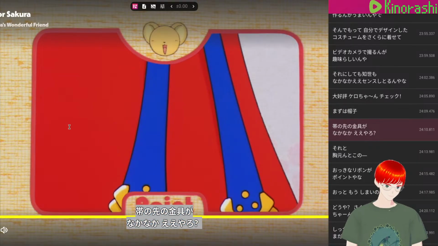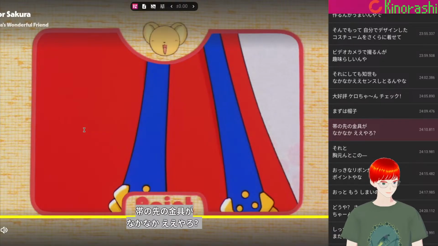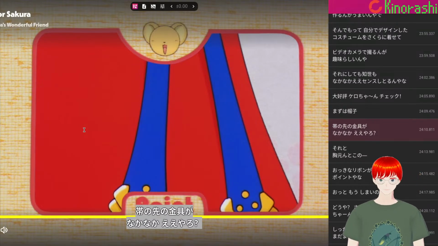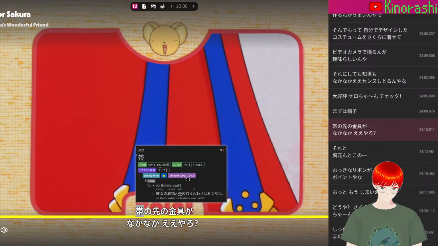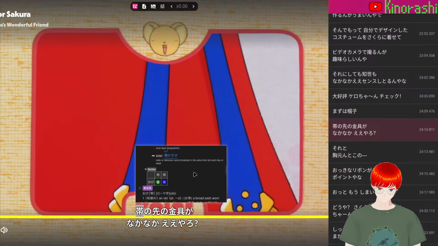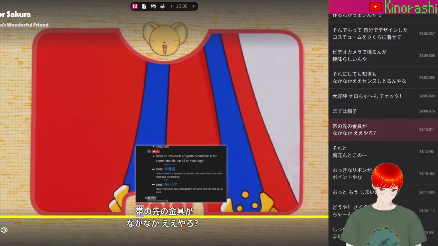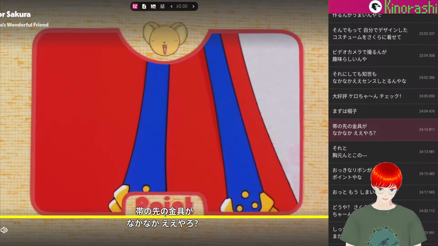Let's see. The metal buckle at the end of the obi. Okay, so you're using "ahead" to mean like "at the end of." Obi ahead buckle. Okay. So it can just mean sash in general, I guess. So, Obi no saki no kanagu. Obi no saki no kanagu ga nakanaka e yaro.